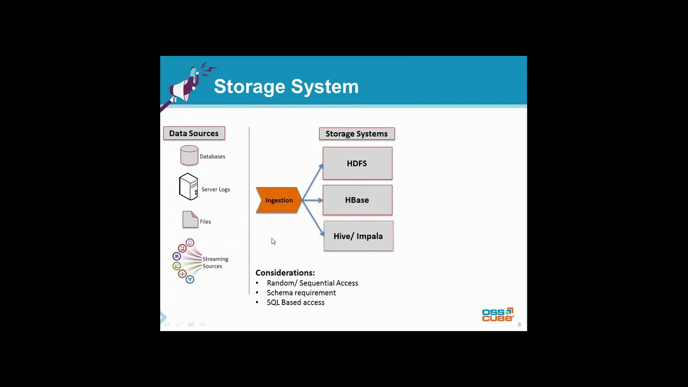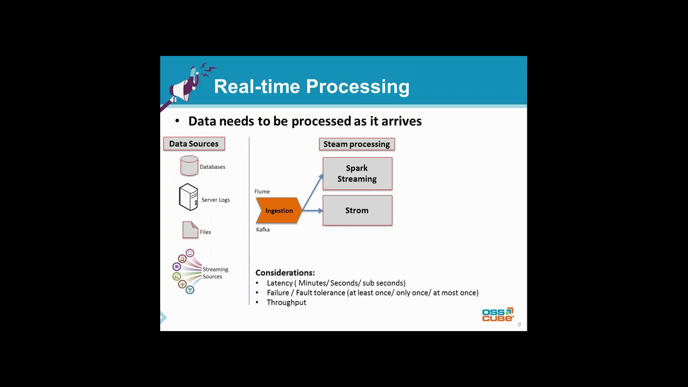So that's about the storage system and real-time processing. As the data is coming, you want to process the data, right? If you have such a requirement, there are multiple options in the Hadoop world. You have Spark Streaming, and then Storm. So how do you choose between these two? If latency, again, can be defined in minutes, seconds, or sub-seconds, right? So again, near real time or real time is what we are referring to here.